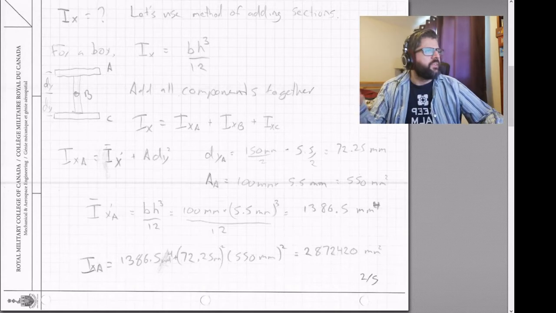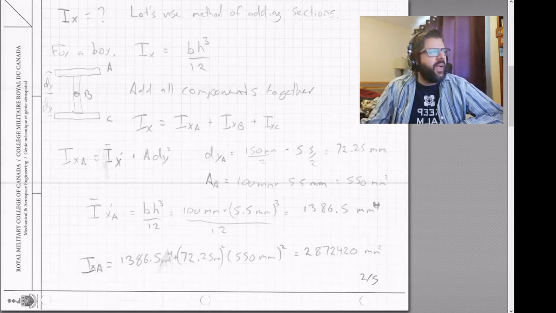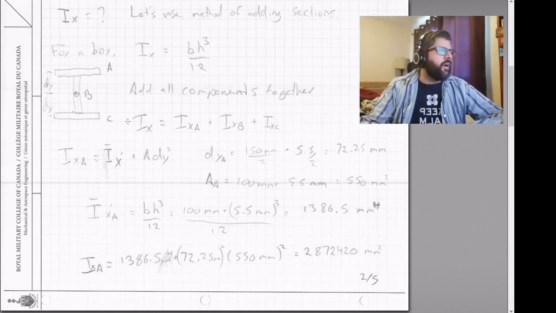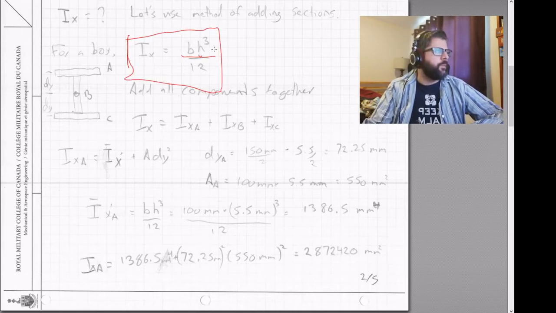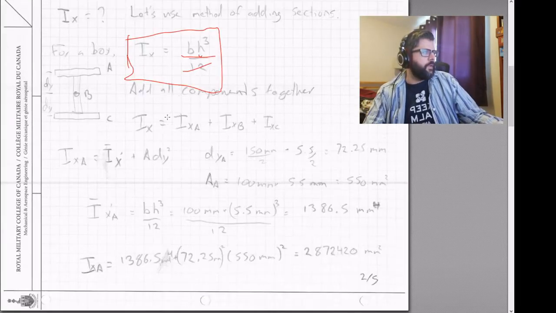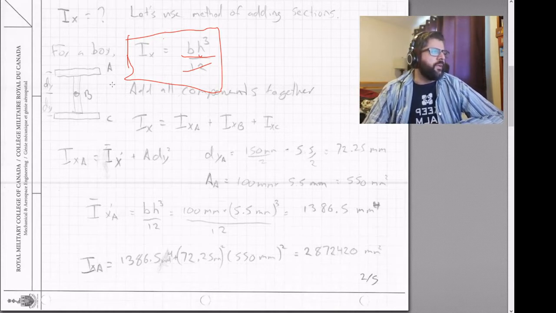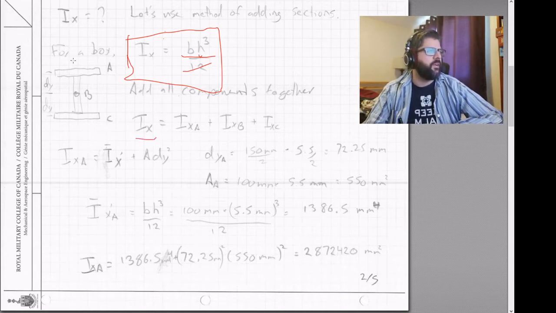Next thing we're going to want to do is calculate our Ix. For this one, we'll use the method of adding the sections together. We know that for a box, Ix is the base of the box times the height of the box cubed, all divided by 12. So basically we need to break it up into components and add the contributions from those components together. I broke it up into A, B, and C. A is our top flange, C is our bottom flange, and B is the web in the middle.